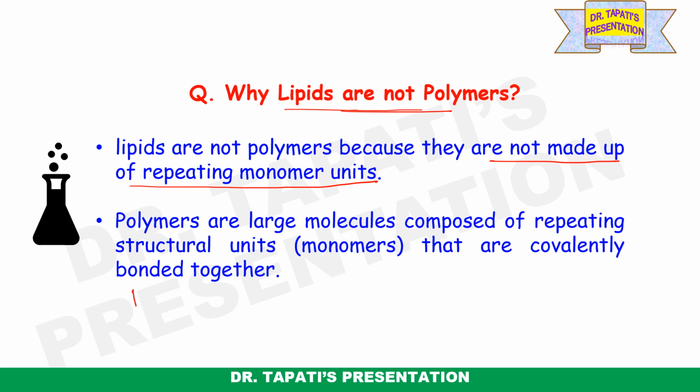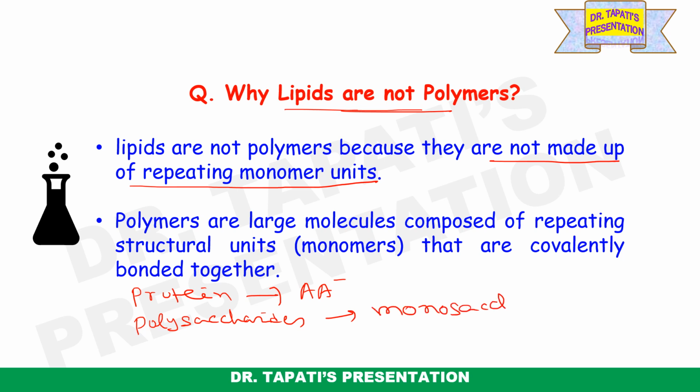As for example, if you consider the protein molecule, this is a polymer because it is composed of several amino acids. Now, if you consider polysaccharides, they are composed of repeating units of monosaccharide.